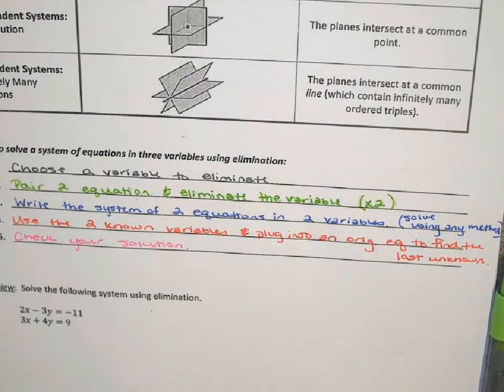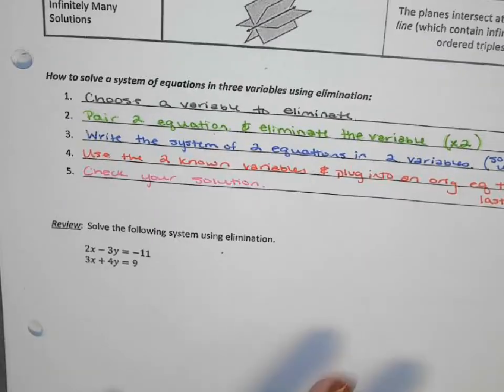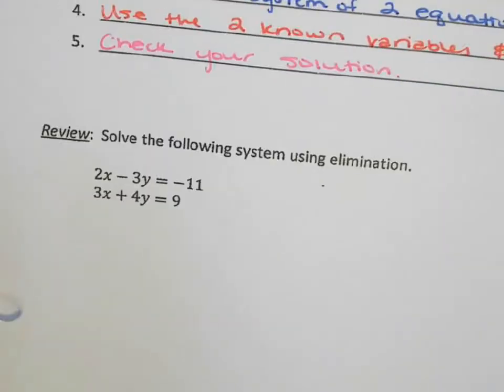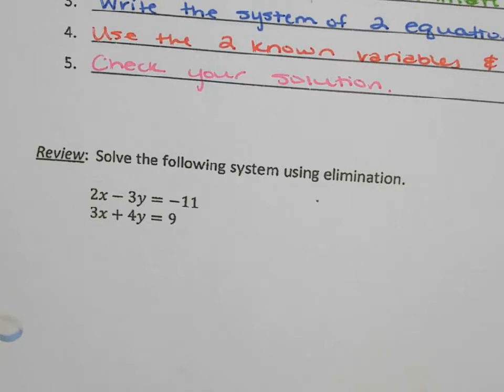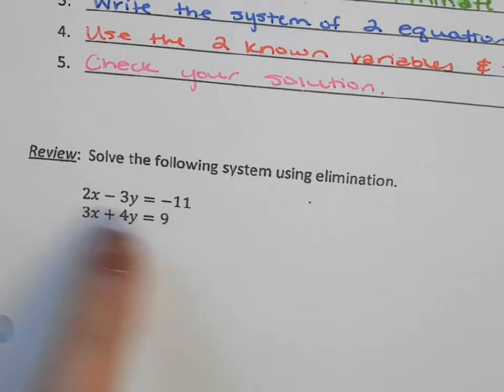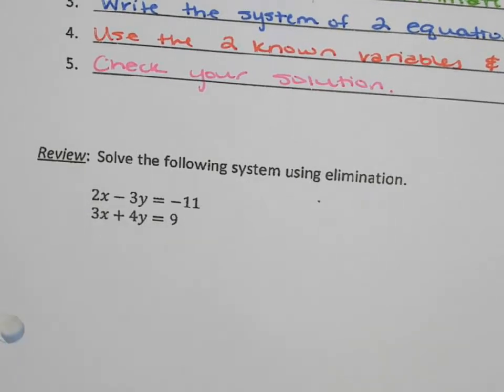Now that we have those steps down, we are going to review how to solve a system using elimination. We're given two equations, working in two variables. How would I solve this? First choose: do you want to eliminate x or y? Let's eliminate x. When we eliminate x, you always want to write these as a pair. What do you want to do to the first one? Leave it alone or multiply by something? Multiply by what?